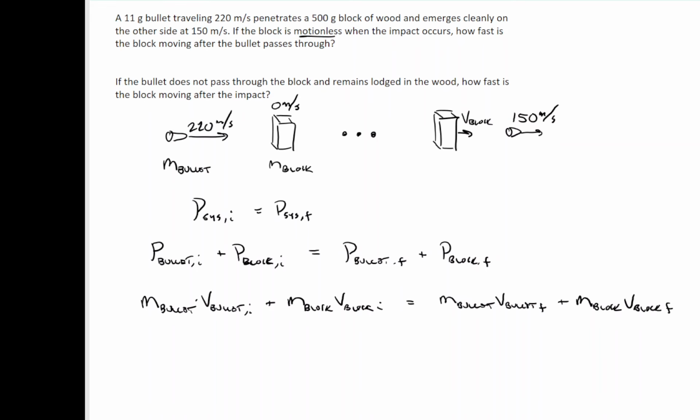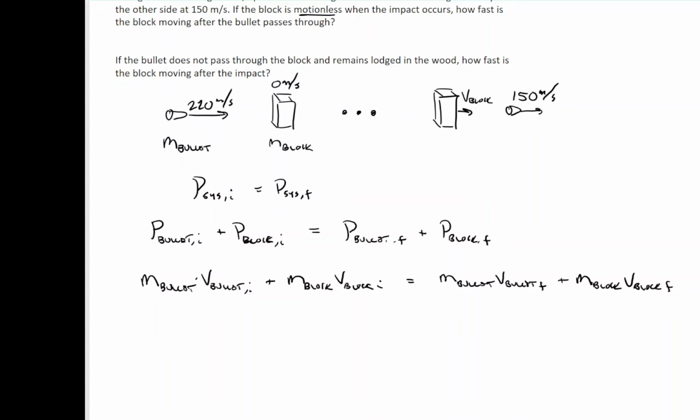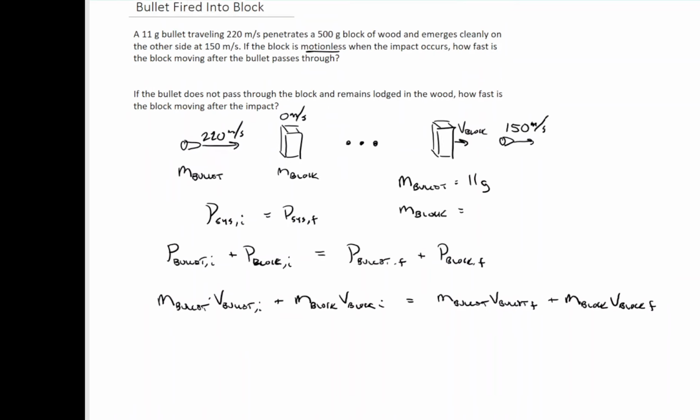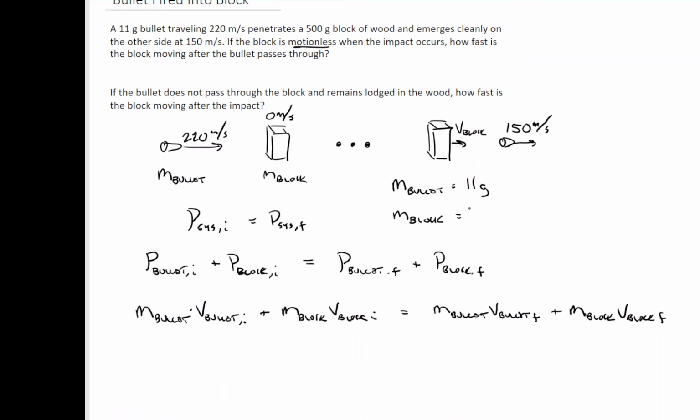But nonetheless, we can start plugging in values. So what I do know here from the problem is the mass of the bullet is equal to 11 grams, and the mass of the block is equal to, they give us the mass of the block, 500 grams. Now, a good habit would be to convert this to our SI unit of kilograms. We would do that by dividing by 1,000, which would be 0.011 kilograms, and 0.5 kilograms for the block.